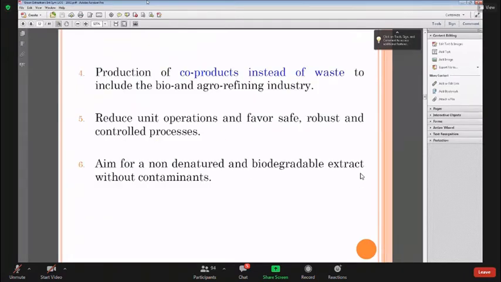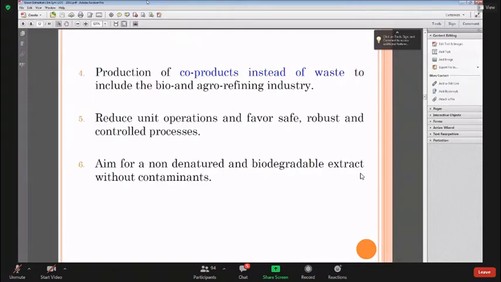The fourth principle of green extraction is related to the production of co-products instead of waste. Normally, in the agro-processing industry, a huge quantity of waste products is produced. So in green extraction, we are focusing on production of co-products rather than waste products, and agro waste materials can be used for value addition through the agro-refining industry. Also, the focus of green extraction is on process intensification, where we can optimize and intensify the process, and we can reduce the cost, so we can make the methods cost effective.